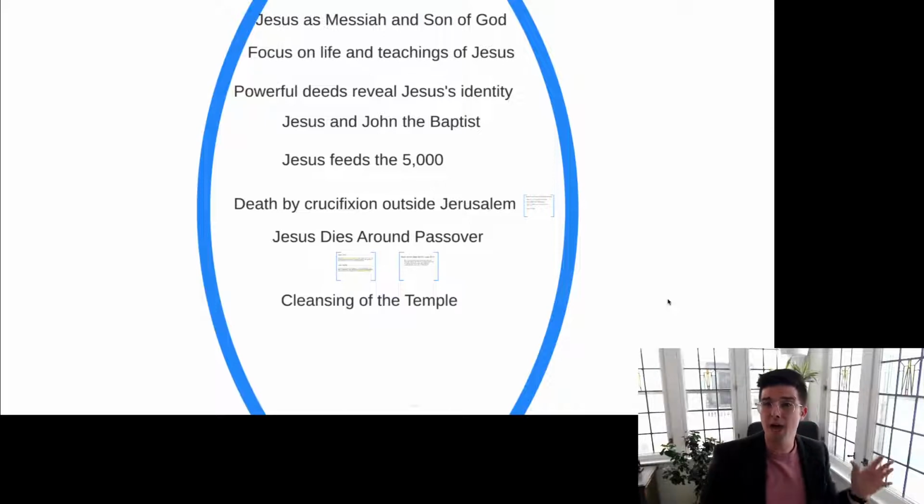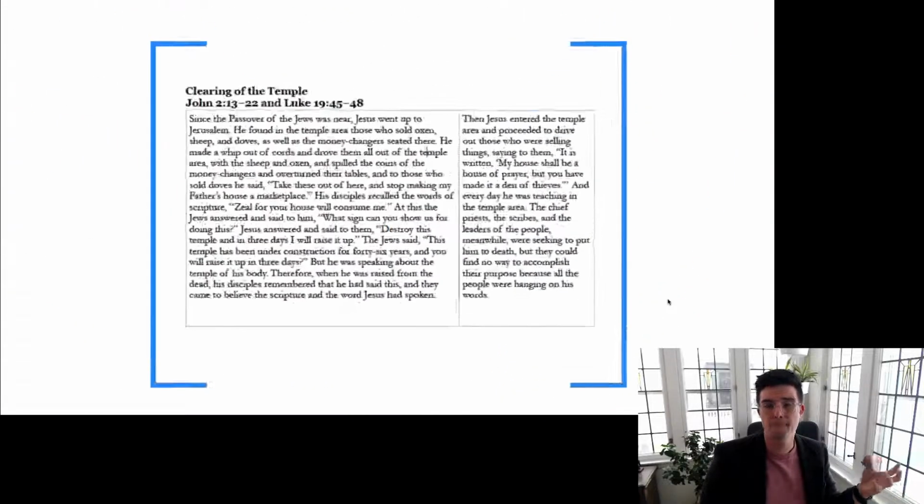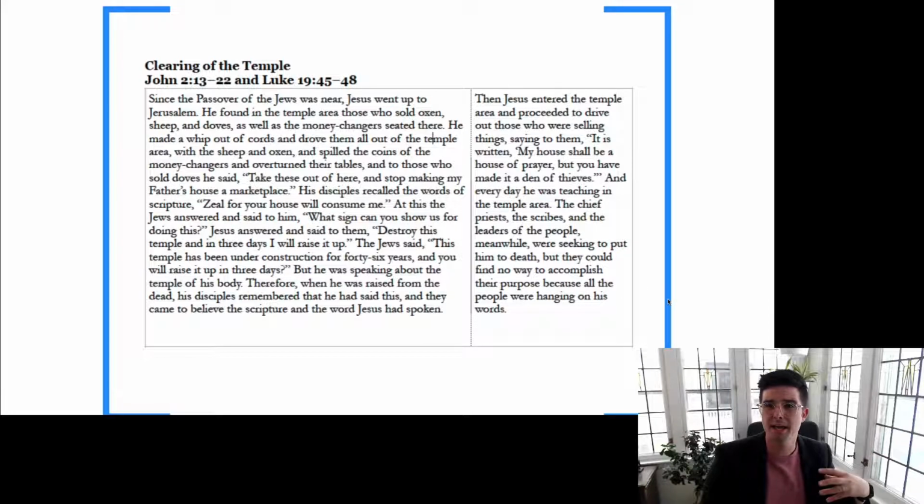The cleansing of the temple happens in both the Synoptics and in John, but they happen in different places. Notice on my screen, you can see my cursor, that John 2 is where the clearing of the temple happens versus Luke 19. And if we were to put our parallel Mark and Matthew passages up there, we'd see that both in Mark and in Matthew, the clearing of the temple also happens towards the end of their respective Gospels. So we have a different timing of the clearing of the temple, though the event happens in both.